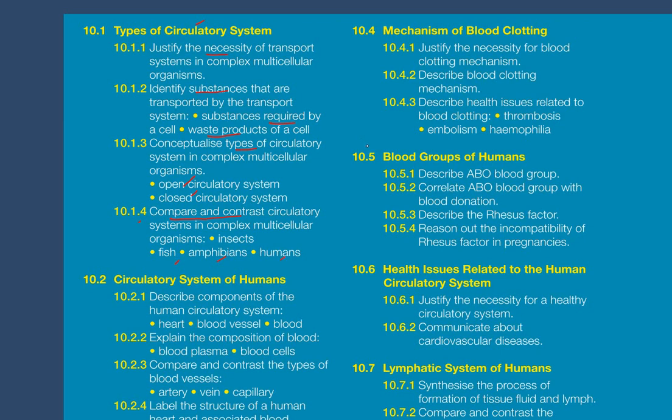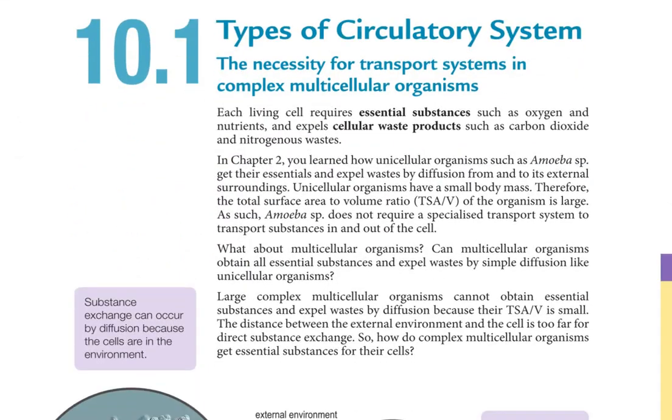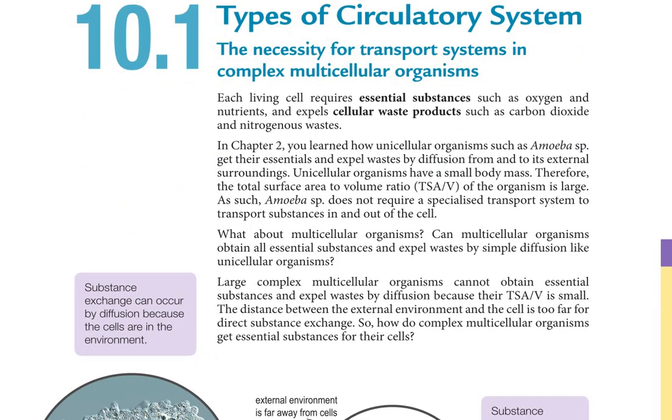Okay, so let us move on to the first subtopic here, 10.1, types of circulatory system. The necessity for transport systems in complex multicellular organisms. Necessity means why do we need this transport system in the complex multicellular organism? We are complex because we are made up of more than one cell.